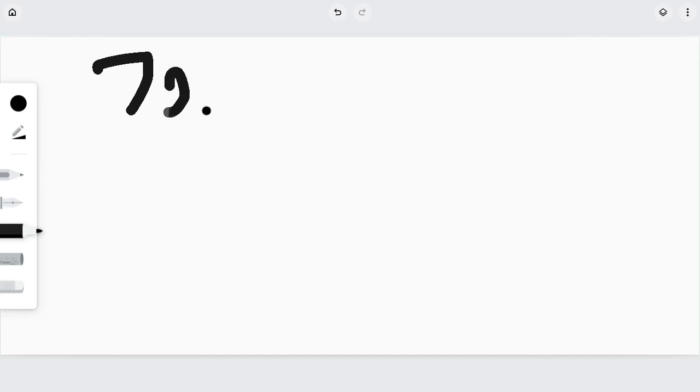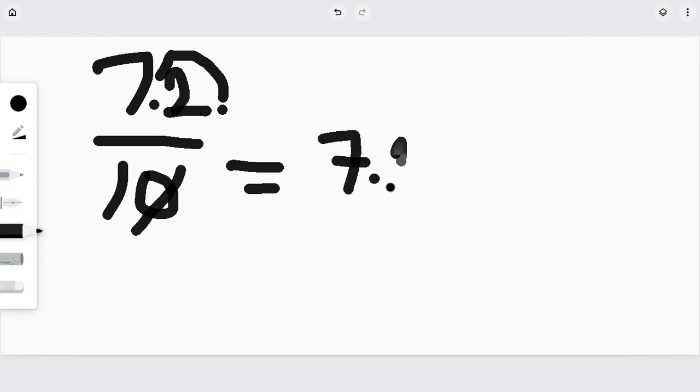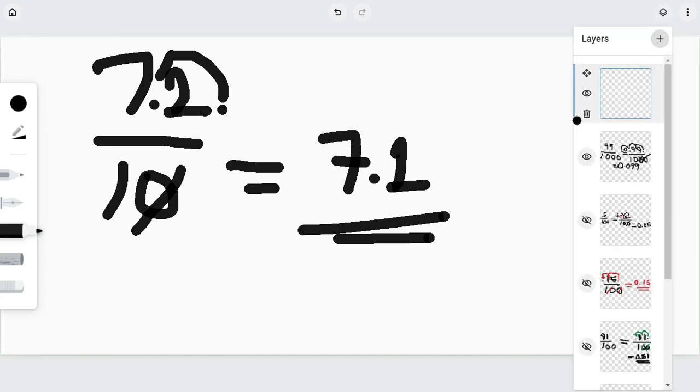Like in this question now, 72 over 10. That means we are going to shift the decimal point. The decimal point will be here. Shift it 1 time because we have only 1 0 here. Cancel it. That means the answer is 7.2. So whenever you have to change any fraction that has 10, 100, 1000, or even 1 million as denominator, you shift the decimal point 1 time, you cancel 1 0. Shift the second time, you cancel 1 0, until you do not have any more zeros in the denominator.